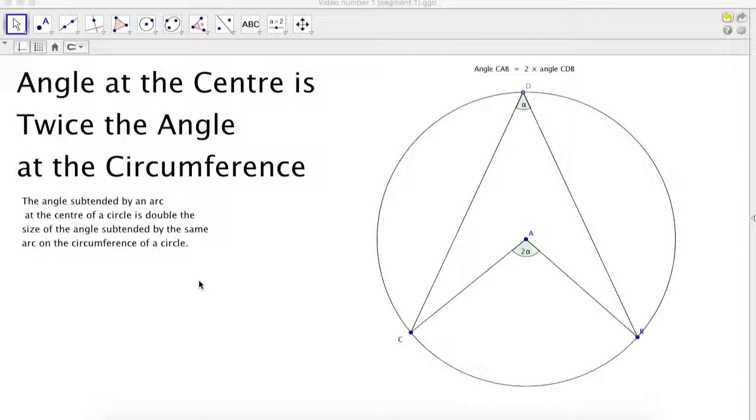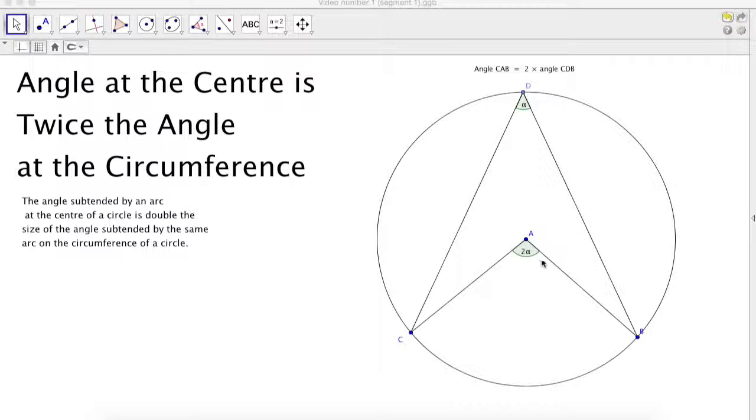In this video, we will look at an aspect of circle geometry. I will attempt to prove a theorem. The theorem states that the angle subtended by an arc at the center of a circle is double the size of the angle subtended by the same arc on the circumference of a circle.